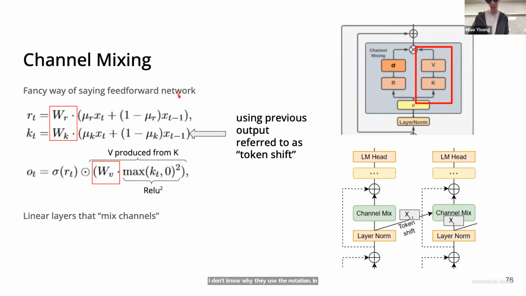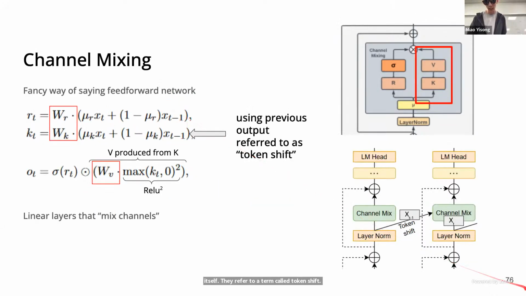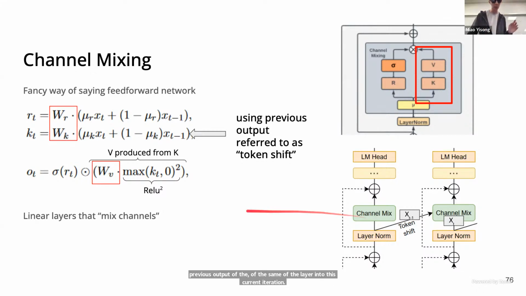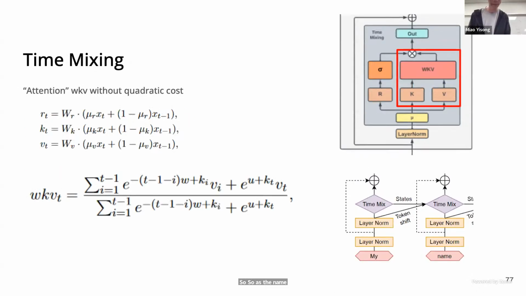In the paper itself, they refer to a term called token shift, which is passing in the input of the previous state into the current one. So this is token shift. It runs sort of like an RNN where you pass along the previous output of the layer into this current iteration. Everything is just multiplied by a linear layer, so there's not really much non-linearity here. As the name implies, this just mixes channels, because that's the function of a linear layer.